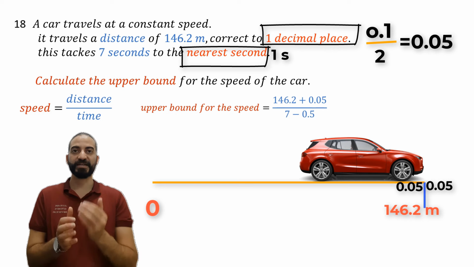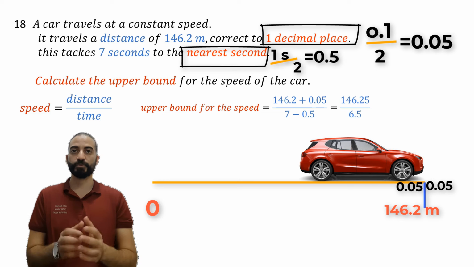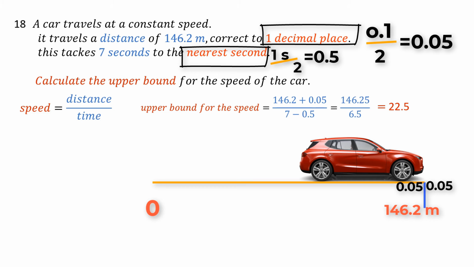Now we come to the time, and he tells us 7 seconds to the nearest second. The same thing, we divide 1 by 2 and we get 0.5. Now we do subtraction with the 7 seconds, because as we said before, when he asks for the upper bound of speed, we must take the least time possible. That's why we do subtraction, and we get this answer.